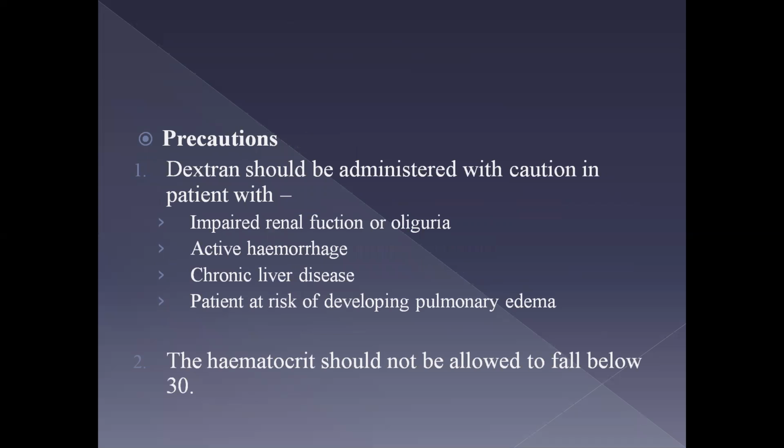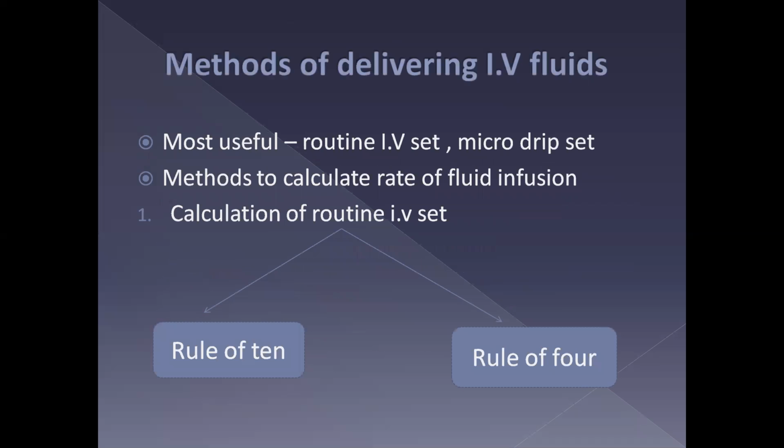What precautions do we have to take during dextran administration? Dextran should be administered with caution in patients with impaired renal function and oliguria, active hemorrhage, chronic liver disease, and patients at risk of developing pulmonary edema. The hematocrit should not be allowed to fall below 30.